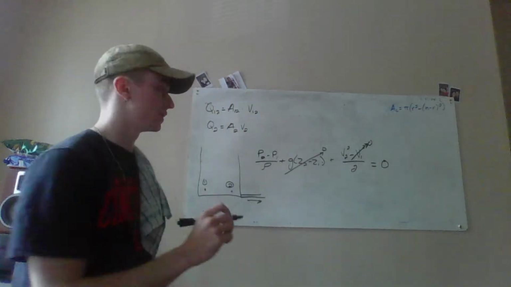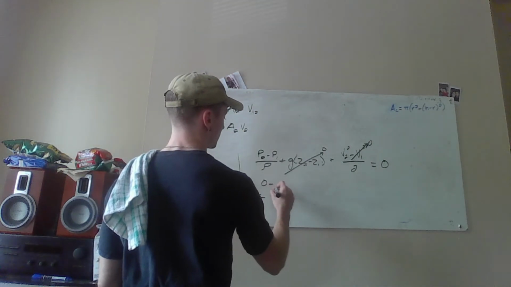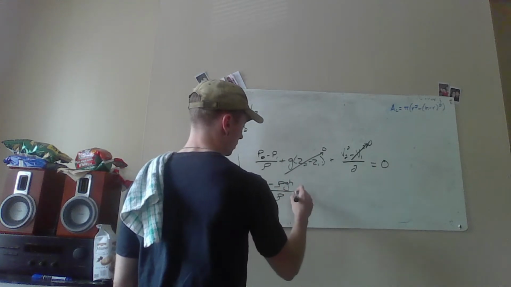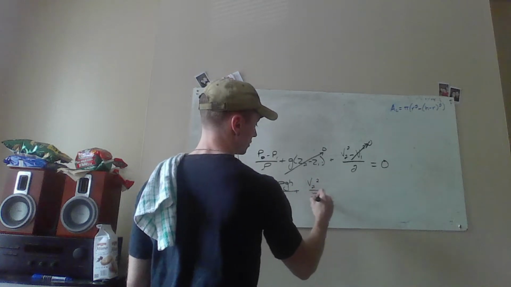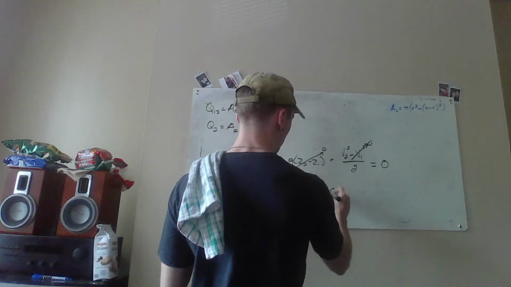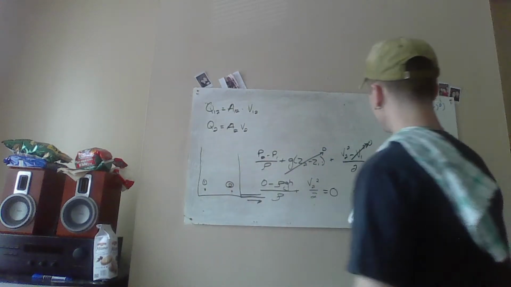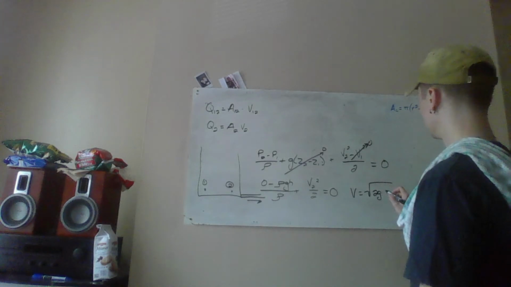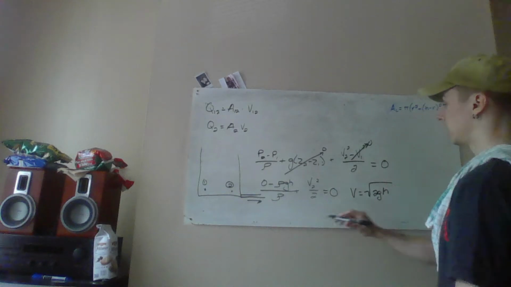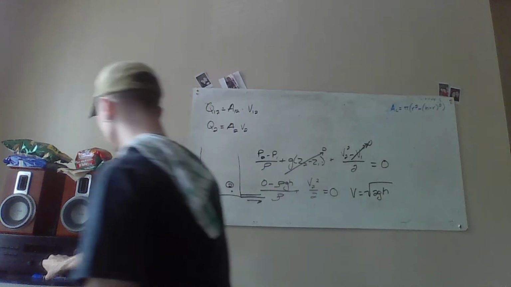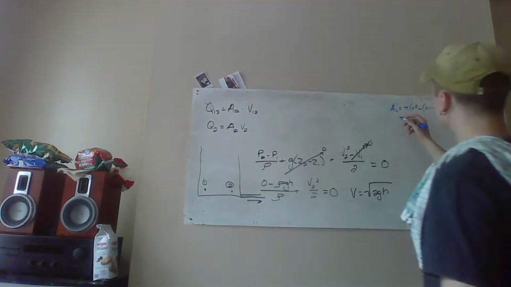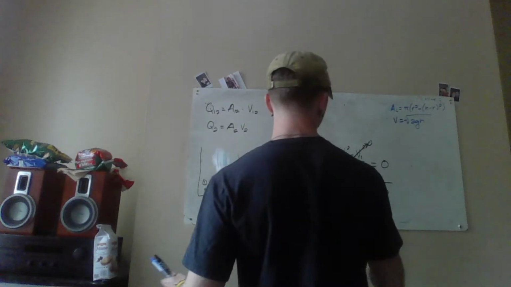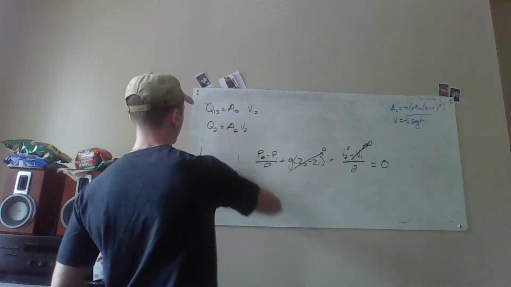So then we can say that 0 minus the density of the fluid times gravity times the height of the fluid divided by the density of the fluid plus volume at position 2 squared divided by 2 is equal to 0. Rearranging, we can say that volume is then equal to the square root of 2 times the acceleration due to gravity times the height of the fluid in the tank. So using my blue pen here, volume is equal to the square root of 2 times acceleration due to gravity times height of the fluid in the tank.